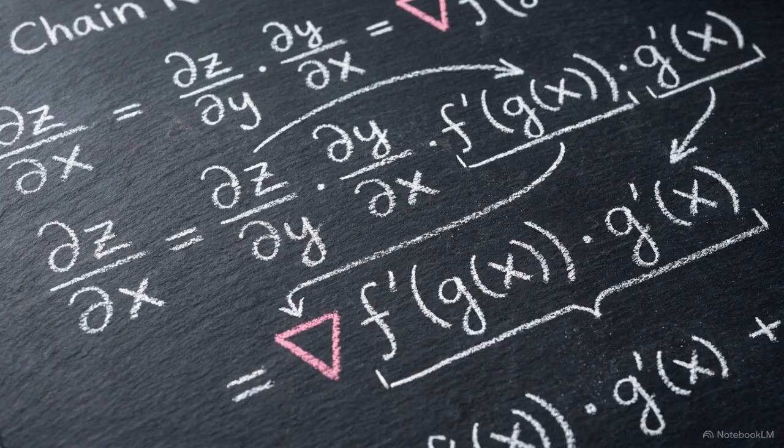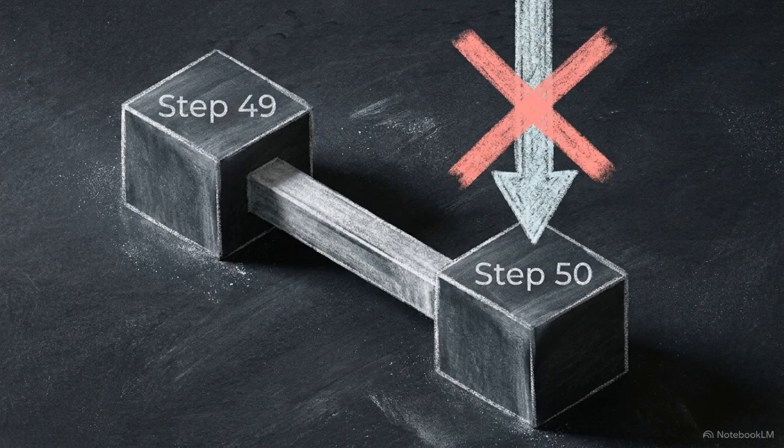To train this network, we have to optimize those shared weight matrices. We do this by calculating the gradient using the chain rule. But recurrent networks introduce a mathematical complication. The hidden state at step 50 relies on step 49.